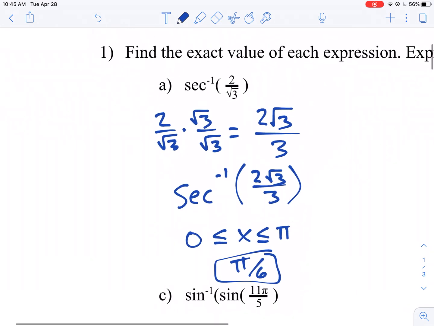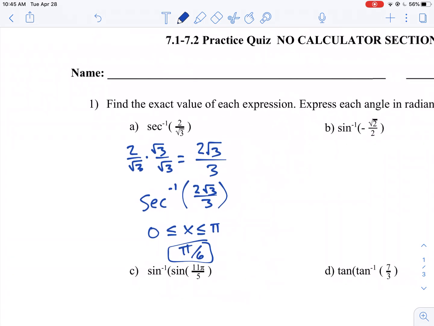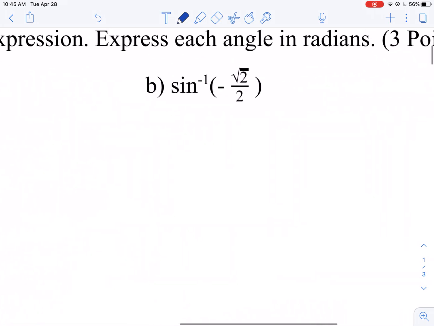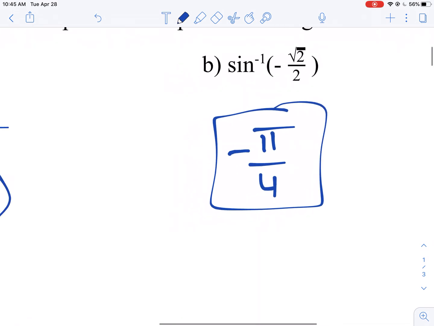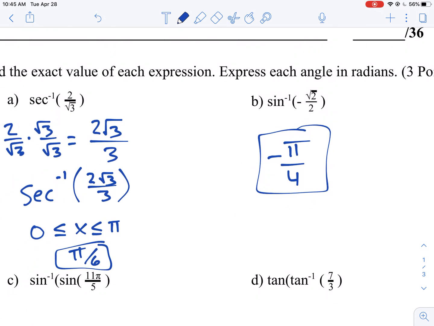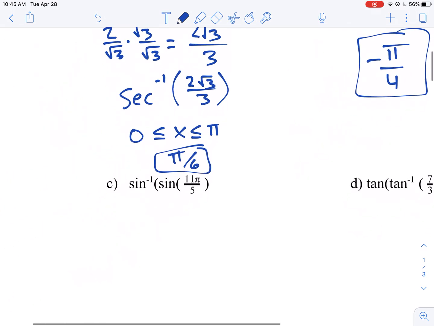I went through the process of rationalizing it. Again, all of these are going to be unit circle angles on this first one when I'm saying find the exact value of each expression. So this is something that can be done without a calculator. And I know that this is going to be my angle pi over 6 based on that. Over here, when I do the sine inverse of negative root 2 over 2, this is negative pi over 4 because that's the unit circle angle with that sign. That one's pretty straightforward. It falls within that range of negative pi over 2 to pi over 2.